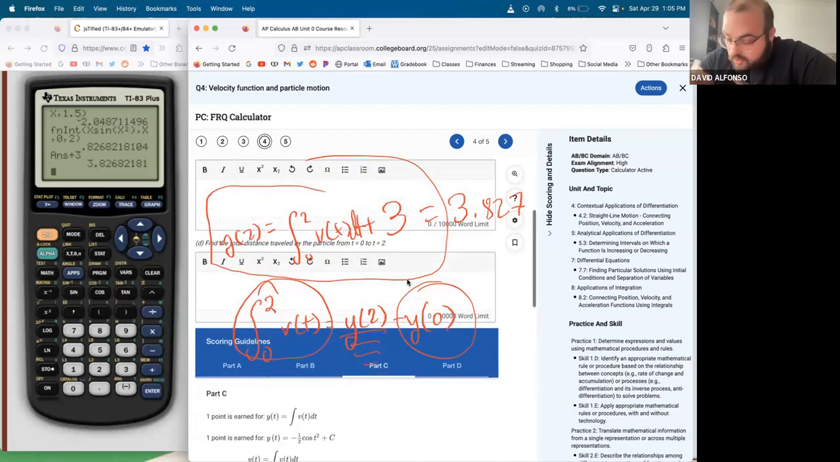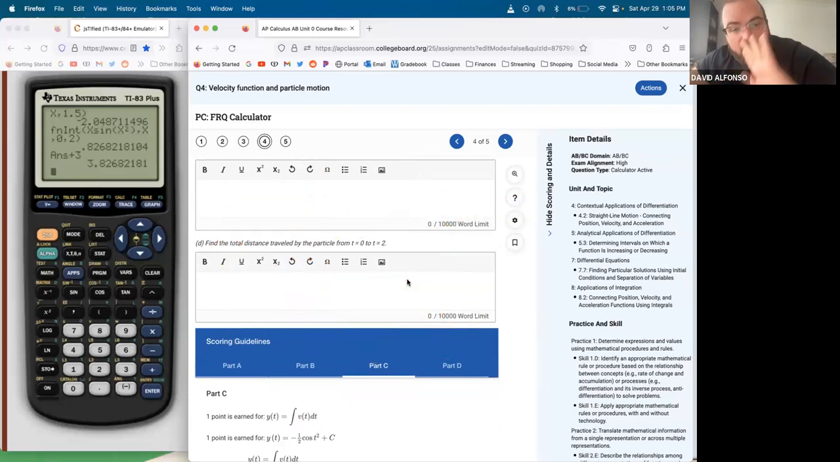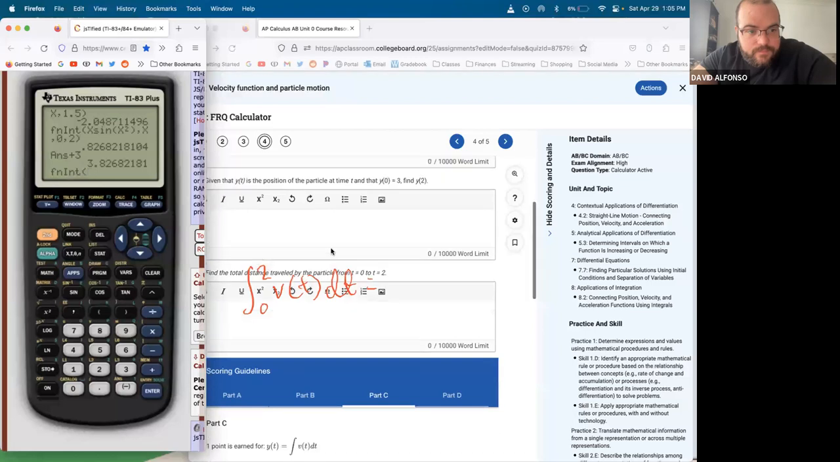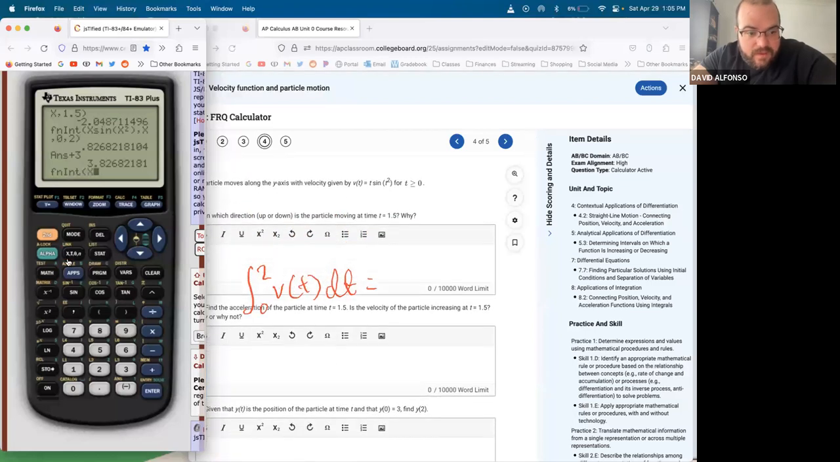Super bizarre. Anyways, last one: find the total distance from 0 to 2. That's just the net change theorem, which literally you just plug in your calculator. So we do x sine x squared with respect to x, from 0 to 2.